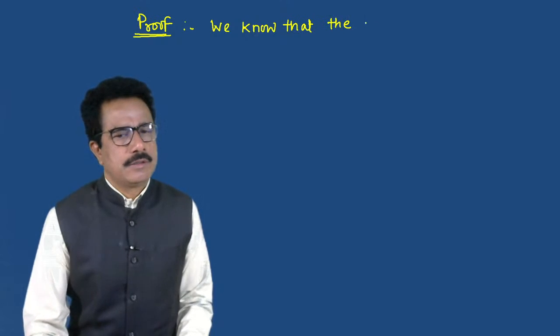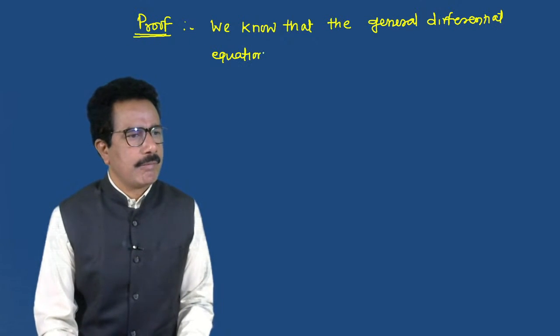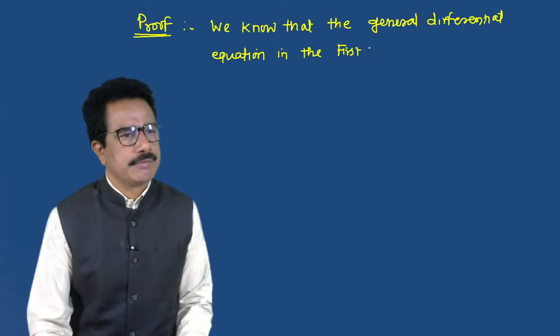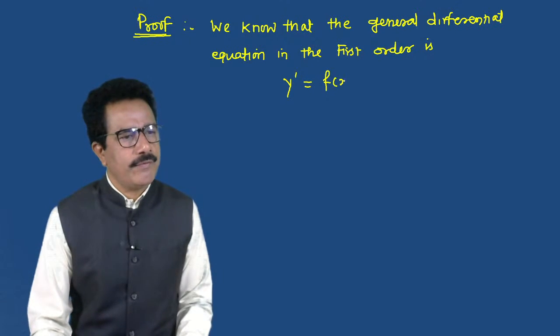Now proof. We shall prove this theorem. We know that the general differential equation in the first degree, first order is, suppose y dash is equal to f of x comma y.